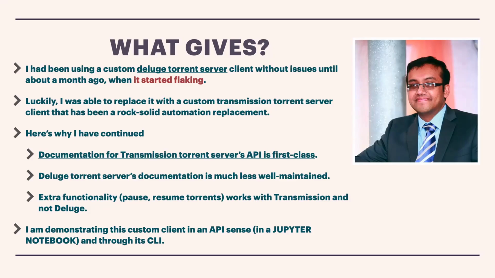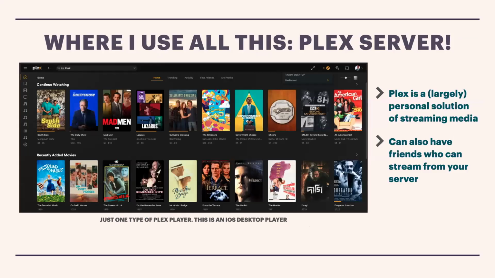Another big value add is that the Transmission client allows for pausing and resuming of torrents, which I'll demonstrate in an API as well as with the command line tool, which I mention in the last point. I'm demonstrating this custom client in the API sense in a Jupyter notebook and through a CLI that I implemented quickly.